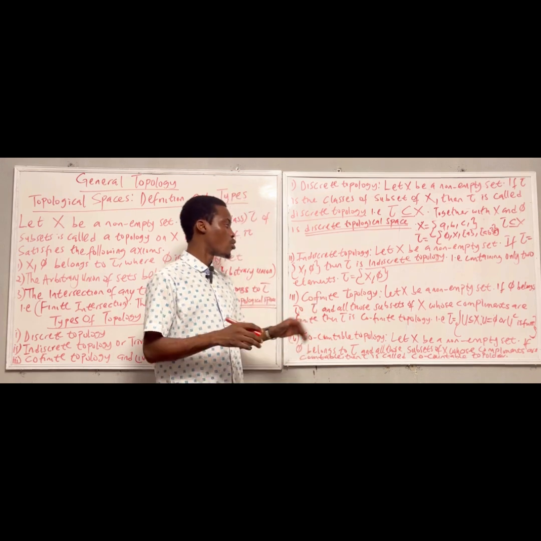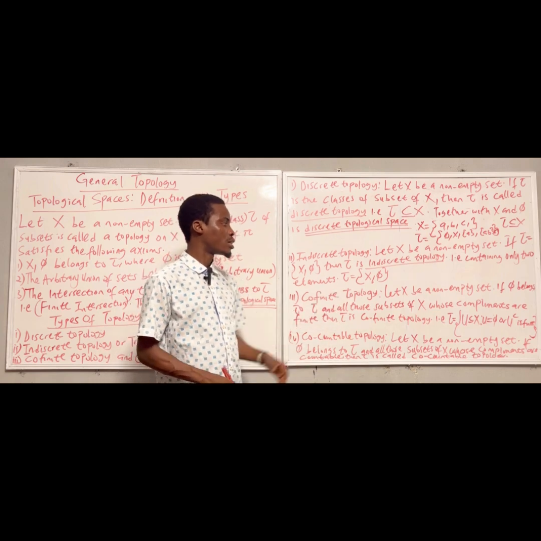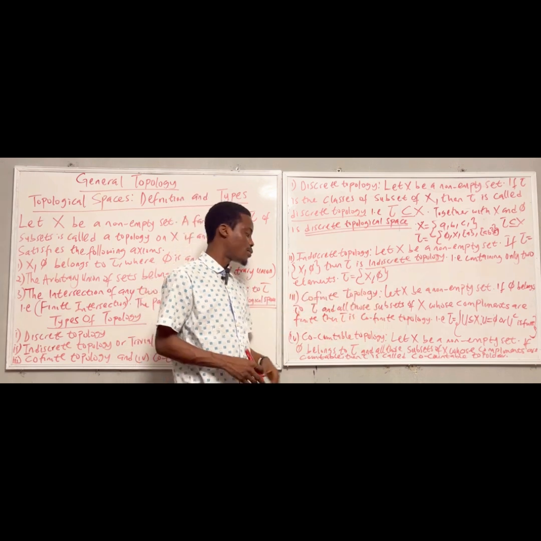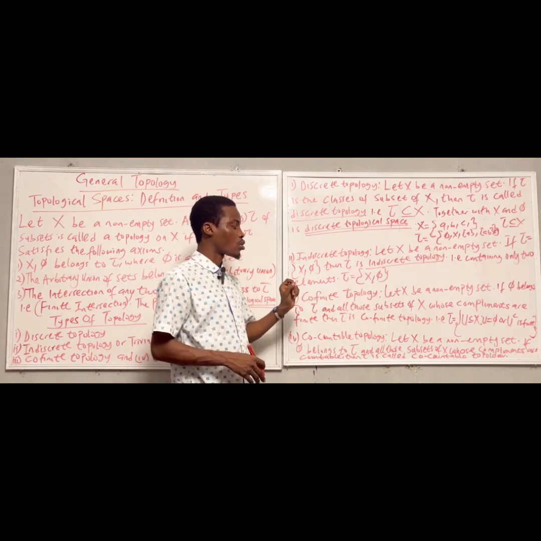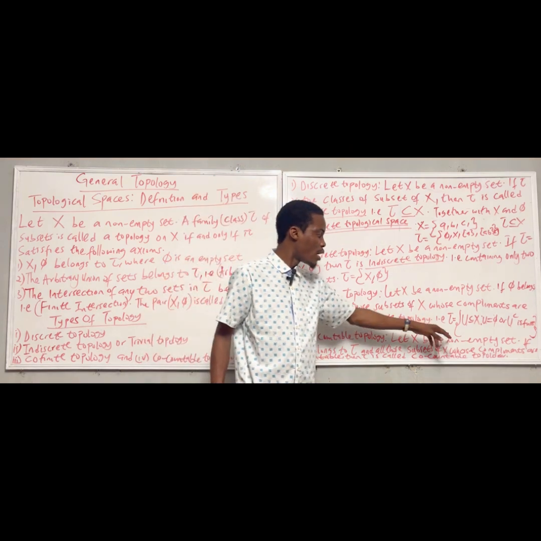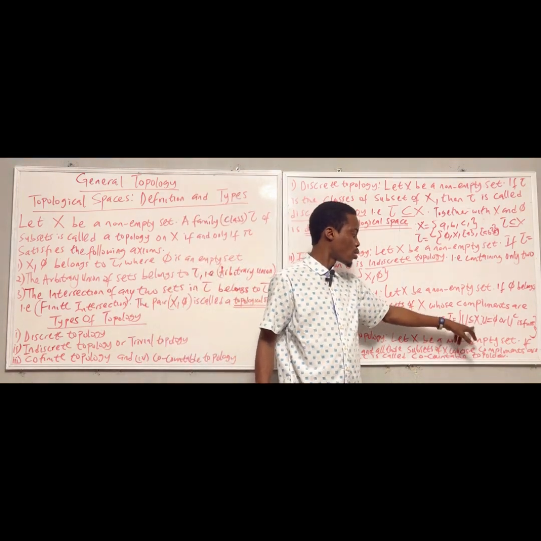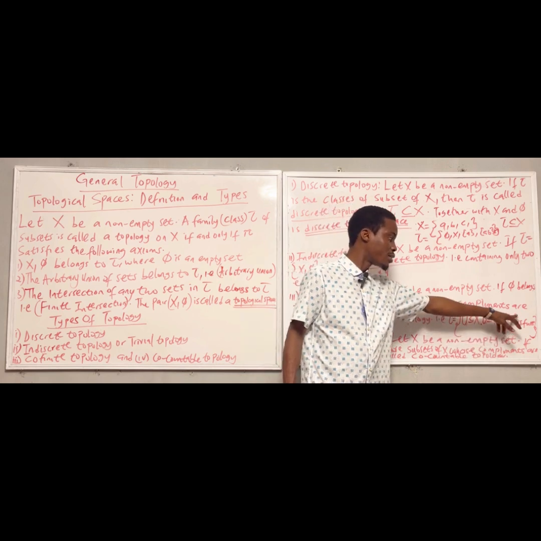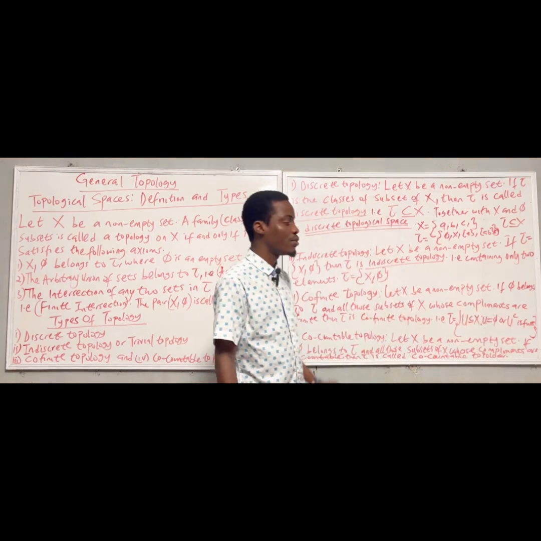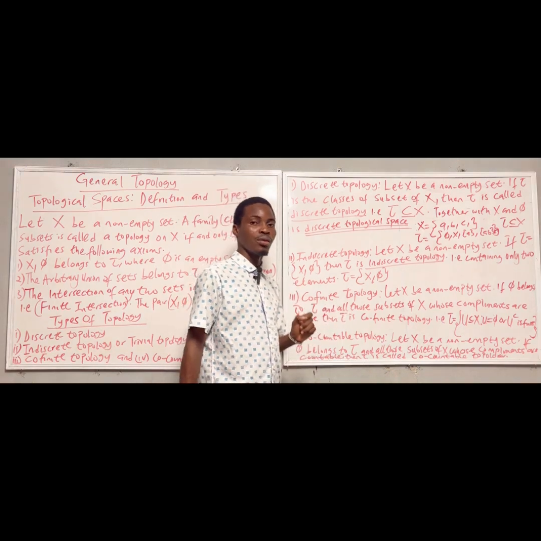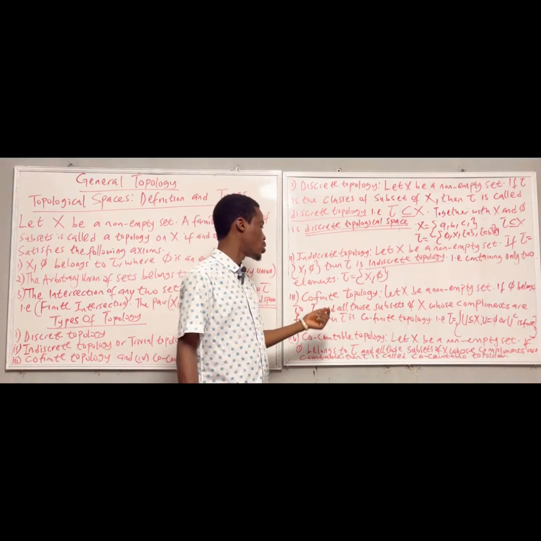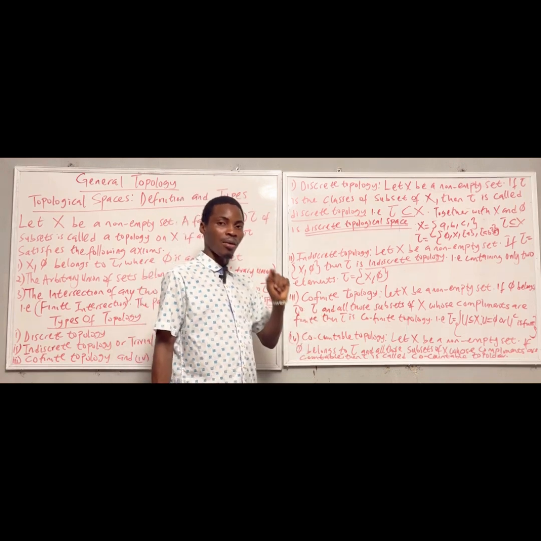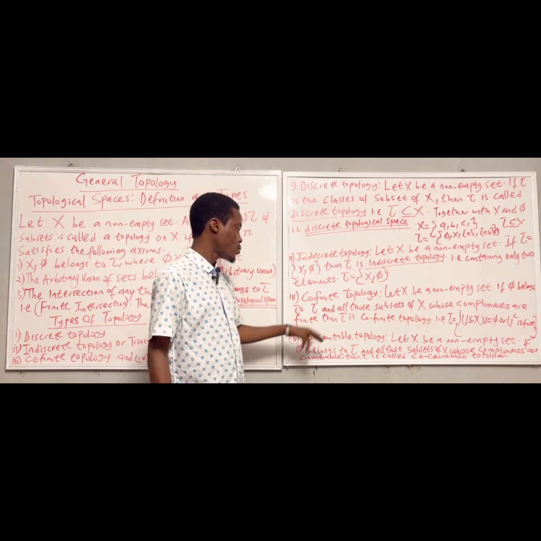Then number 3 is cofinite topology. Let X be a non-empty set. If Top consists of the empty set and all those subsets of X whose complements are finite, then Top is a cofinite topology. So if you have U a subset of X such that U is equal to the empty set, or U complement is finite, then you can call the topology a cofinite topology.